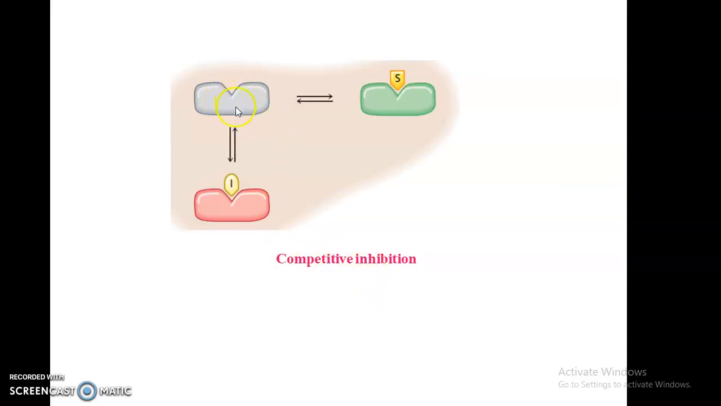This is an enzyme. This one is the inhibitor which can bind to this enzyme. This one is the substrate. The substrate shape around here and the inhibitor shape around here are the same. Therefore, the inhibitor can fit just like the substrate fits with the enzyme, so it can compete for this active site. Its name is competitive because of this.